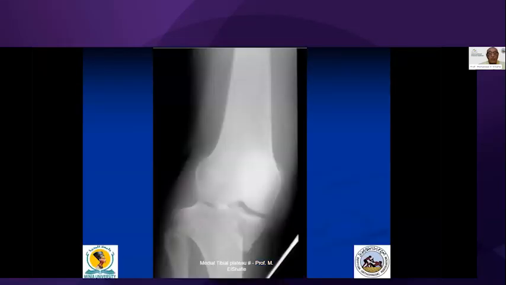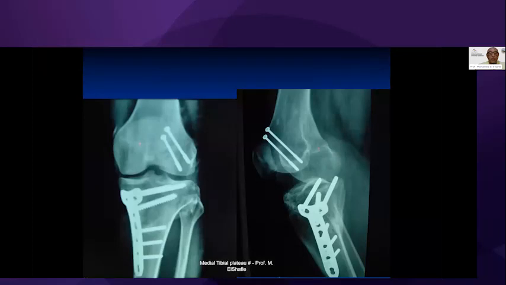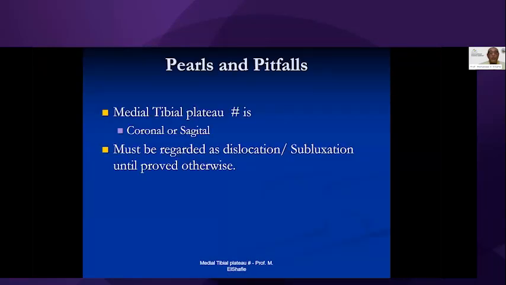Another case with an even more dislocation. The medial condyle remains in its relation to the medial femoral condyle. Even with vascular compromise after reduction, with the fracture fixed, it is a good range. So the medial tibial condyle fracture, either coronal or sagittal, must be regarded as dislocation or subluxation until proved otherwise.